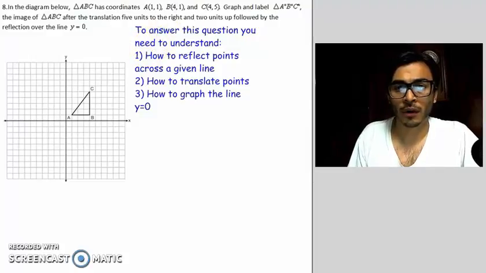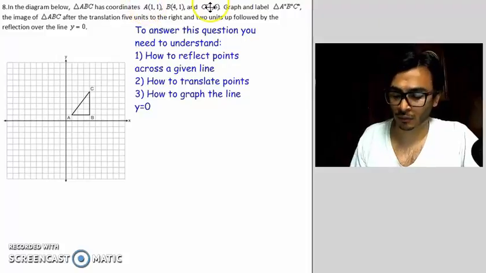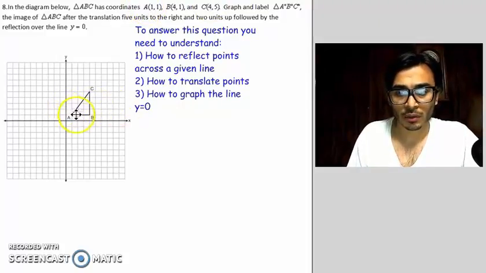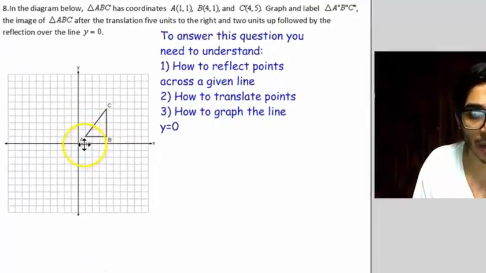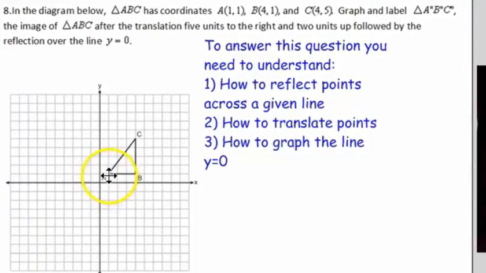All right, so first we need to translate this thing 5 units to the right and 2 units up. So then each coordinate, just translate it. That means slide it 5 units to the right and 2 units up. So let me show you how to do that. So with the A coordinate here, I'm going to translate it 5 units to the right, 2 units up. So I'm going to go 1, 2, 3, 4, 5, and then I'm going to go 2 units up. So then that will put A prime right over here.